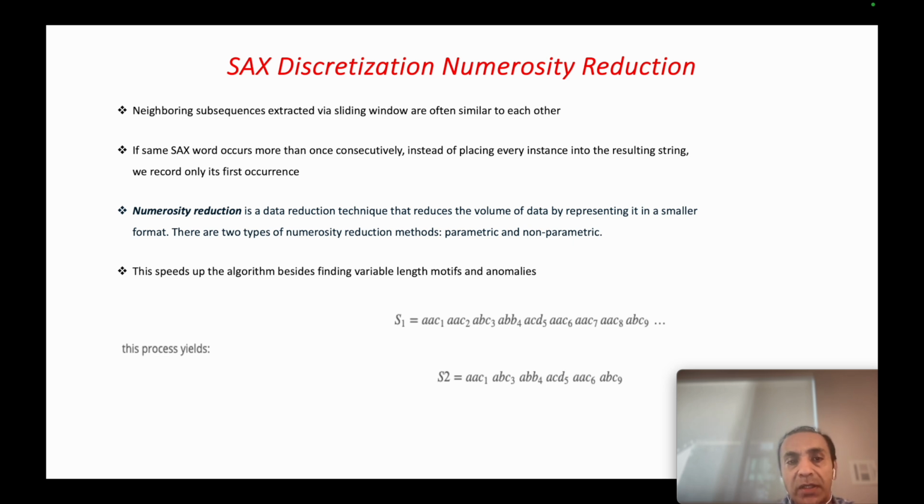So basically, numerosity reduction is a data reduction technique that reduces the volume of data by representing it in a smaller format. And there are two types of numerosity reduction methods called parametric and non-parametric. This method speeds up the algorithm besides finding variable length motifs and anomalies. So motifs are some trends or patterns in the time series data that we identify, and anomalies are unusual occurrences that show you that something unusual is going on in your time series data.